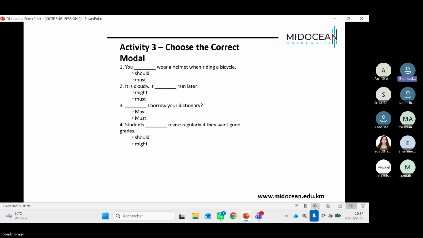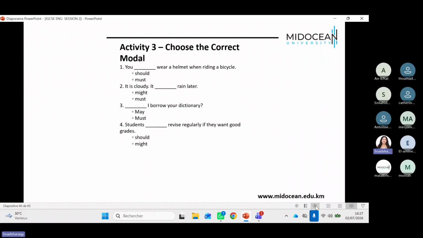You must wear a helmet when riding a bicycle. Okay, 2. It is cloudy. It might rain later. Okay, number 3. May I borrow your dictionary? So, polite request. May I? Number 4.